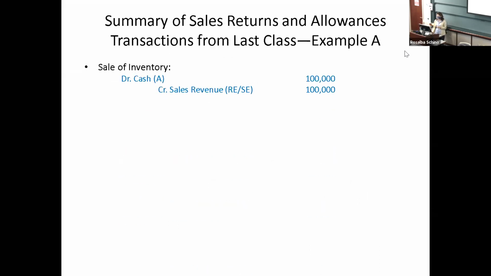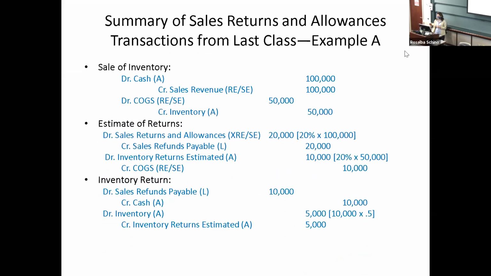The sale of inventory, $100,000. So we increased cash and we increased sales. Then we increased the cost of goods sold and we decreased the inventory for that particular sale. So again, my cash goes up, my sales revenue goes up, my cost of goods sold goes up, my inventory goes down. Do we understand that? Can somebody give me a sign or yes, no, maybe? Okay, thank you, Mitra.